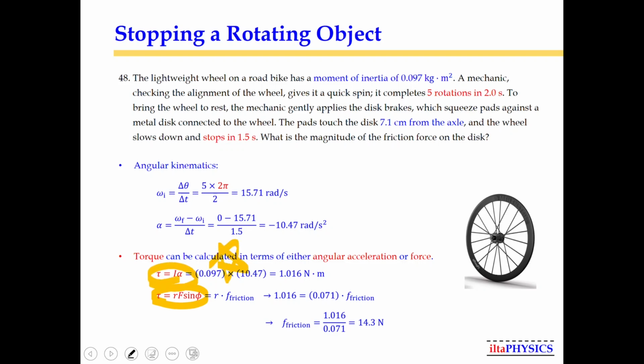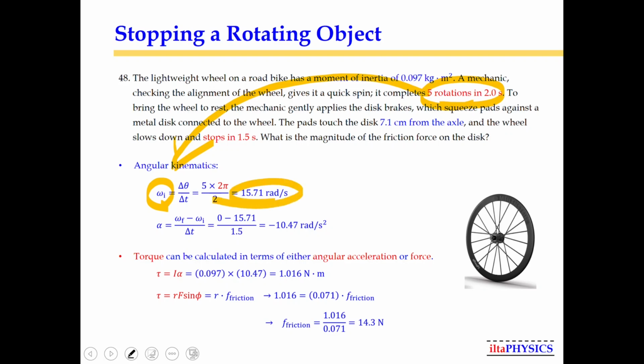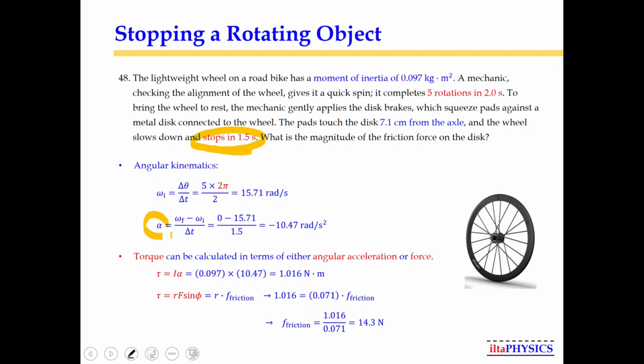From a kinematic perspective, there are two conditions for the rotation in this problem: the condition for the rotational speed and the condition for stopping the rotation. First, since it said the wheel rotates 5 times in 2 seconds, the angular velocity of the bike wheel is 15.71 radian per second. And since it said this rotating wheel was stopped in 1.5 seconds, the angular acceleration is minus 10.47 radian per second squared based on the definition. The reason the angular acceleration is negative is that it acts in the direction of slowing down to a stop.